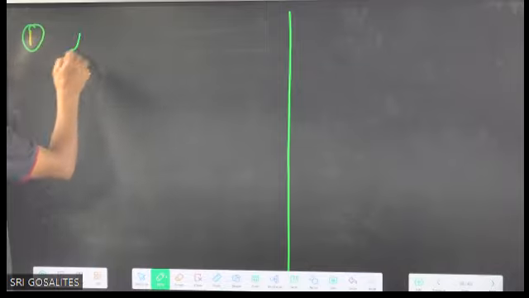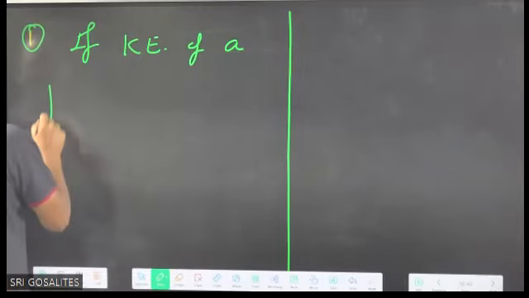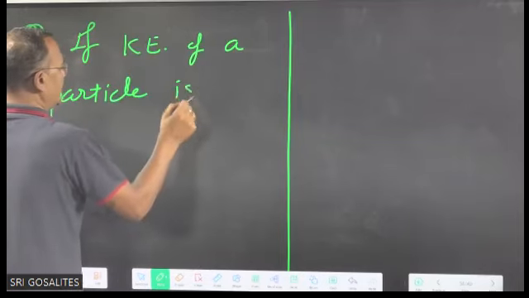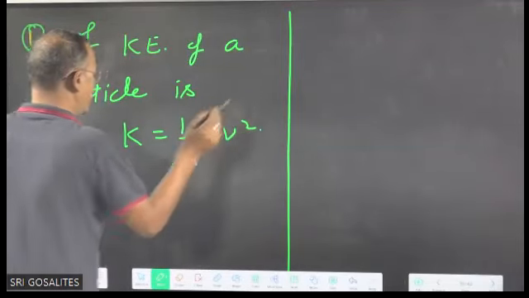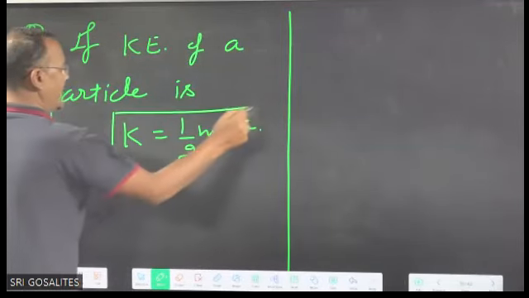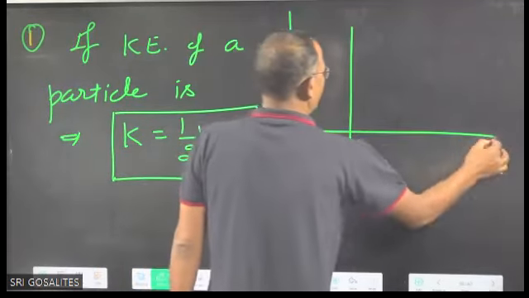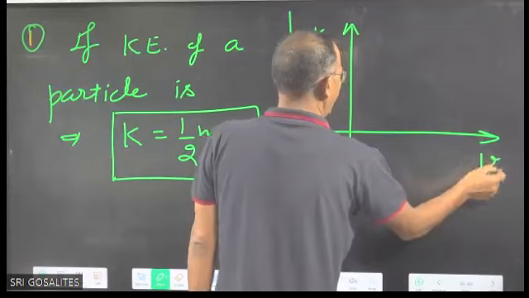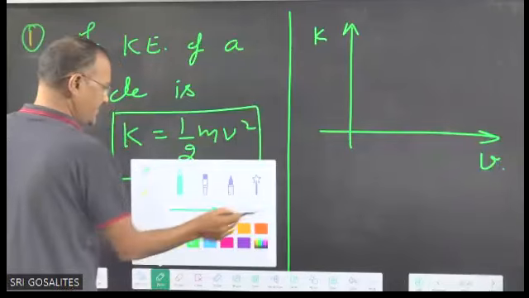Now one question for you. If the kinetic energy of a particle is k equals half mv square. You may know the kinetic energy of an object is half mv square. Then plot the graph between the kinetic energy and velocity. How will this graph be? So I'm giving you some options.